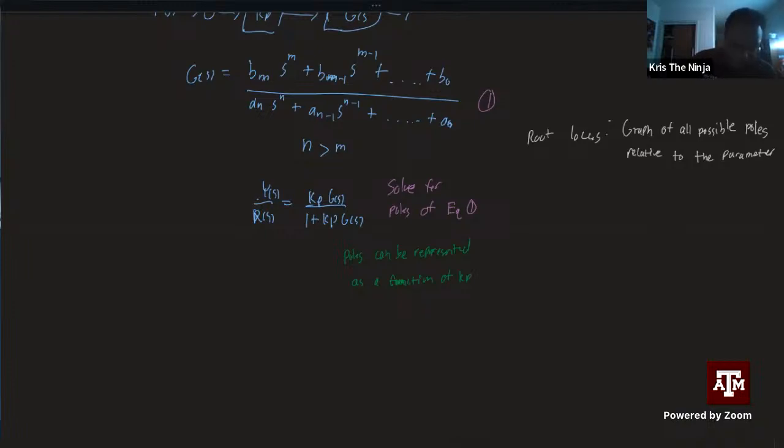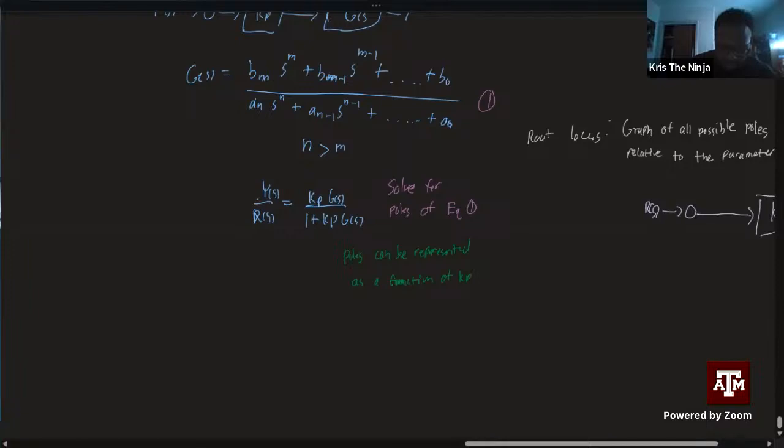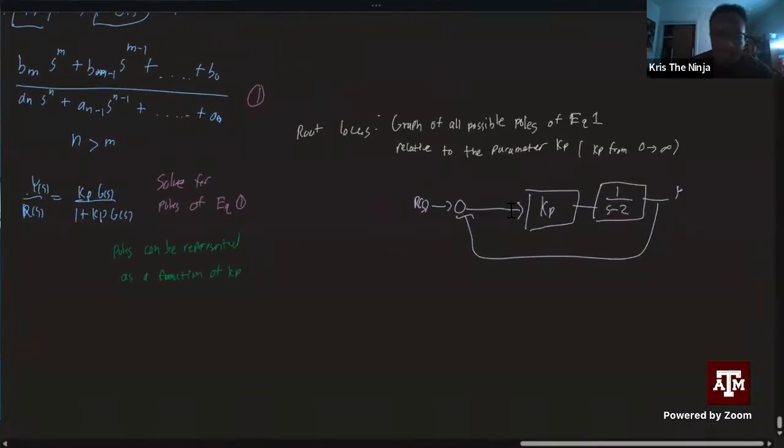You've got R(s) that goes into this. You've got a Kp and you've got a 1 over s minus 2. Some simple. Got a Y out here. This comes back and that loops back to there. Bam, boom, bam, bop, bada bop, boom, pow. Insert your super hot fire meme now.